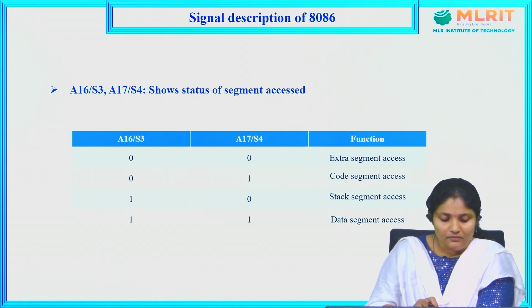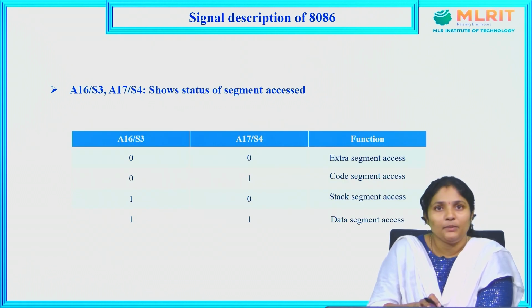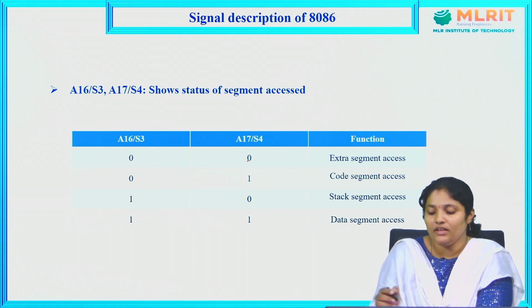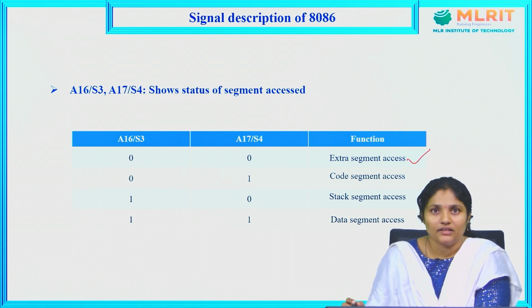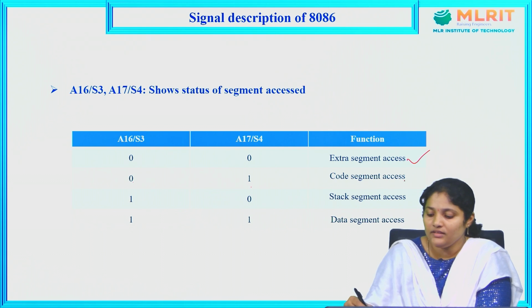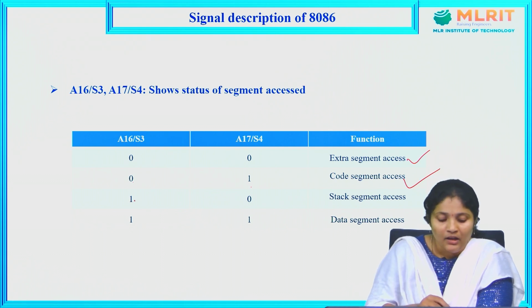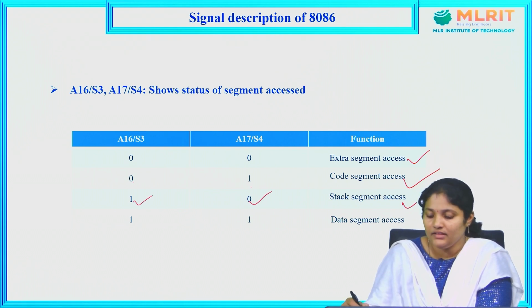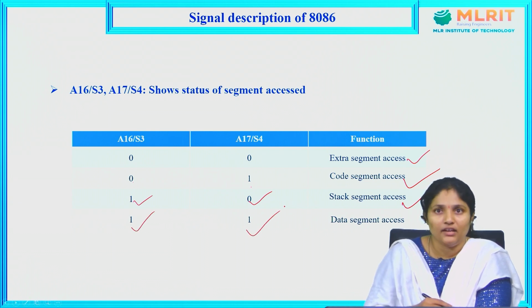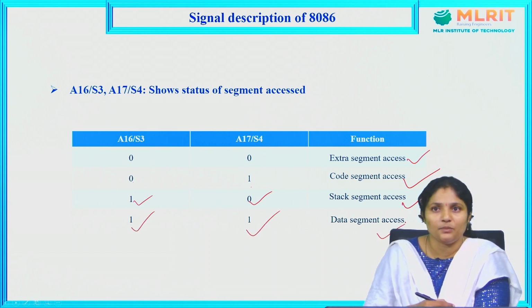Here is the table which provides the data when the extra segments have been selected. When the S3 and S4 pins are both 0, you can say that the extra segment is being accessed. When S3 is 0 and S4 is 1, the code segment is being accessed. If we have 1 and 0, then the stack segment is being accessed. If we have 1 on both S3 and S4, then the data segment is being accessed.